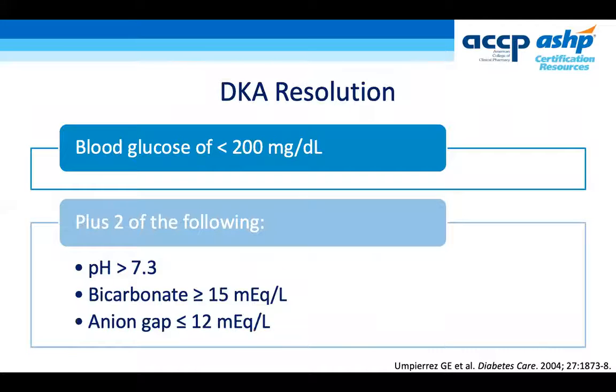So to wrap up our DKA management before we talk about HHS a little bit and their differences, DKA resolution is defined as a blood glucose of less than 200 milligrams per deciliter, plus 2 of the following: a pH greater than 7.3, bicarbonate less than 15, and anion gap less than 12.